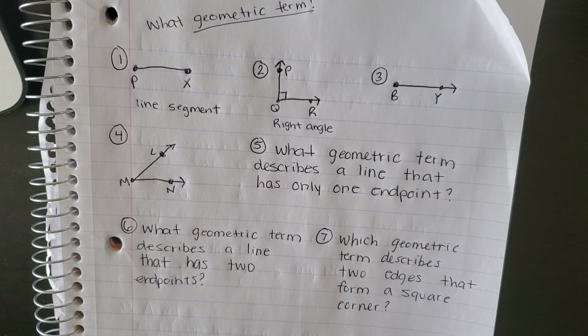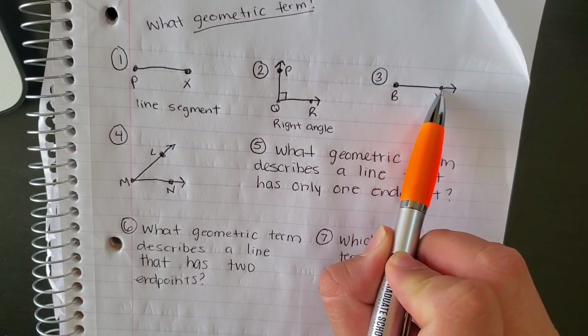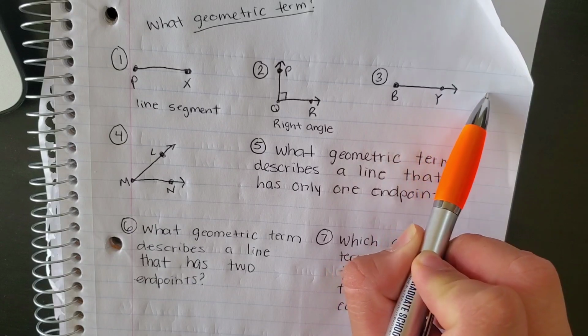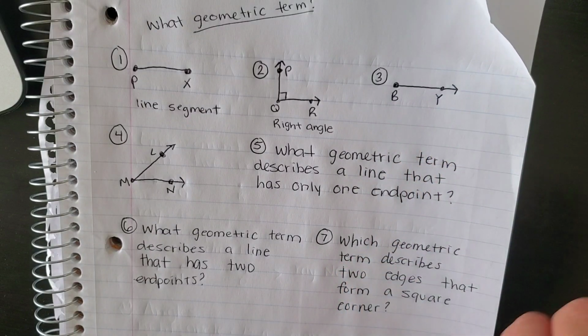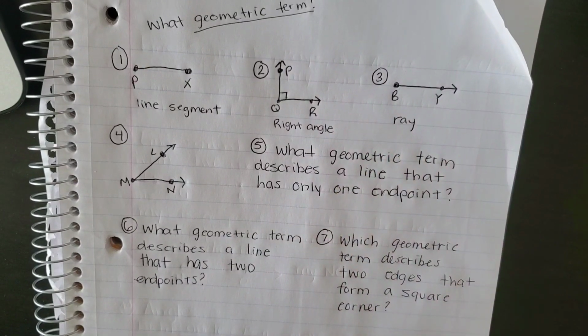Now let's look at this one. This one seems to have 2 endpoints, but it doesn't stop on one. It keeps on going. So I have an endpoint and it keeps on going forever. That one is called a ray. Okay, it's called a ray.